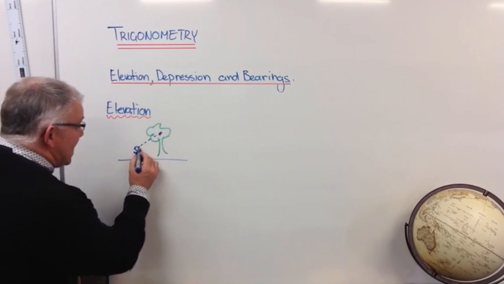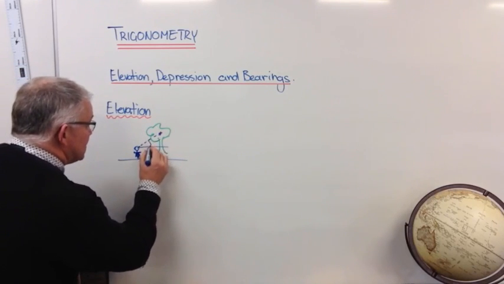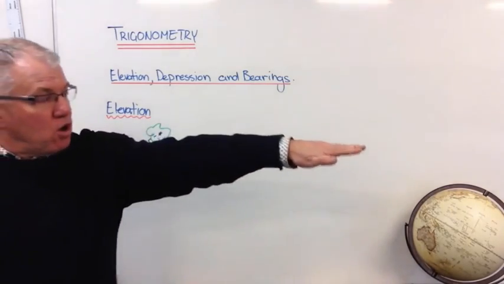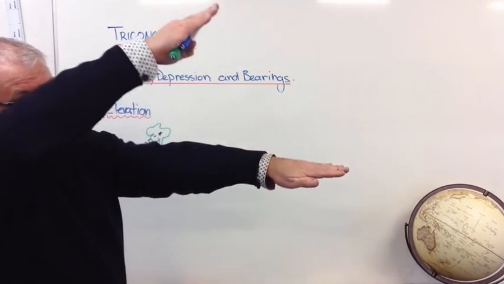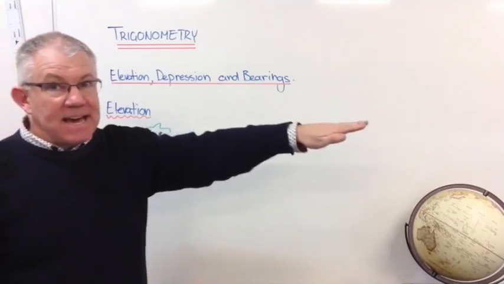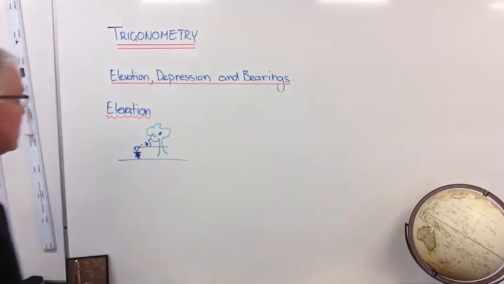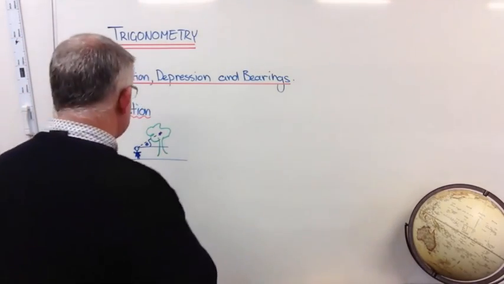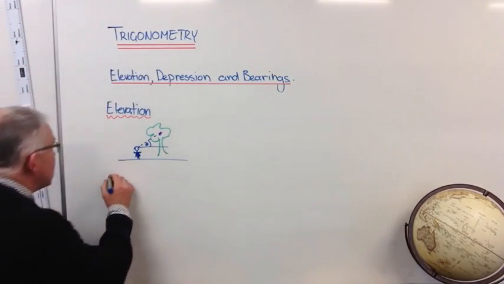Okay, so that's an angle of elevation, and this is the angle of elevation in here. It's the angle from the horizontal, so whatever that angle is going upwards, that's the angle of elevation that we're looking at there. Okay, now if we look at the angle of depression, it's the opposite of that.